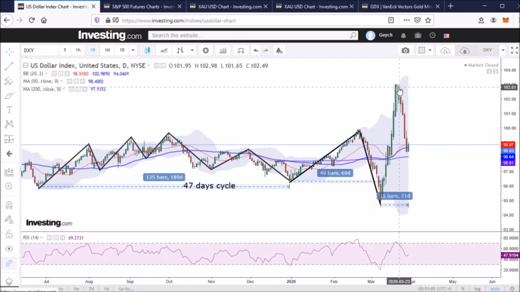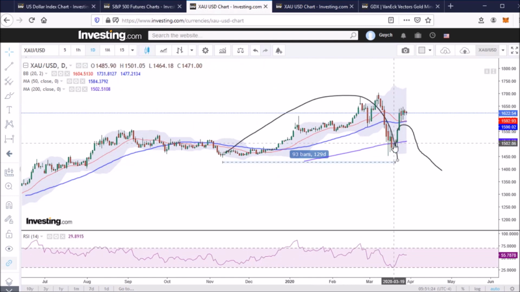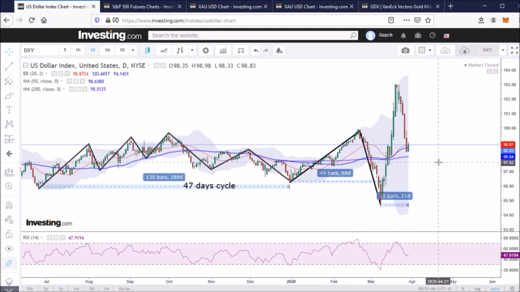And more recently, since around 20th of March, US dollar declined significantly, and during that same period we see a significant increase in the price of gold. So at least over the last month, there is a negative correlation between the price of gold and the strength of the US dollar versus other currencies. So let's have a quick look at the US dollar.